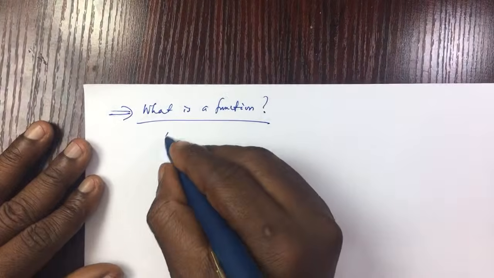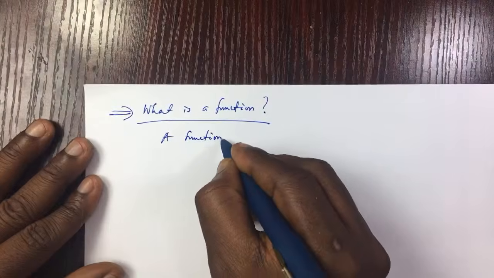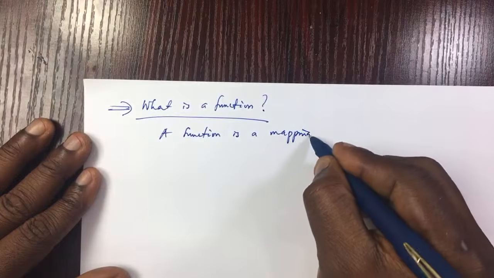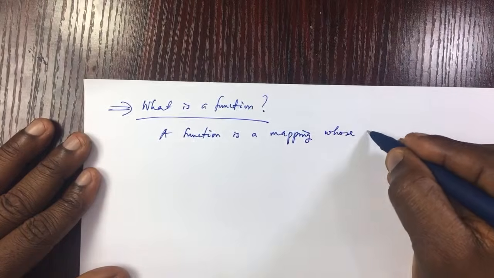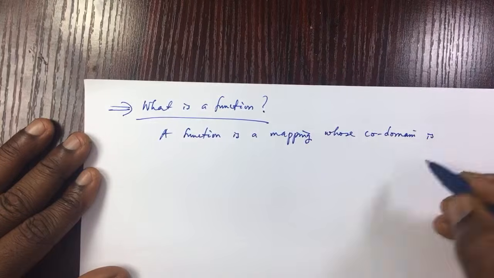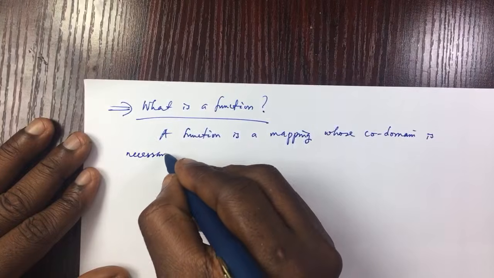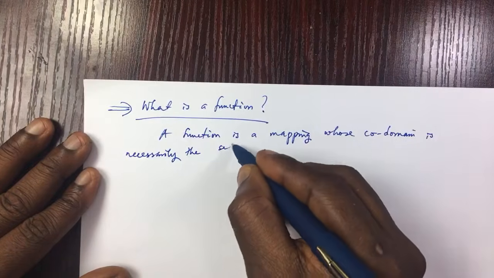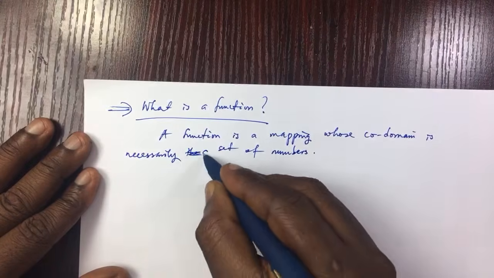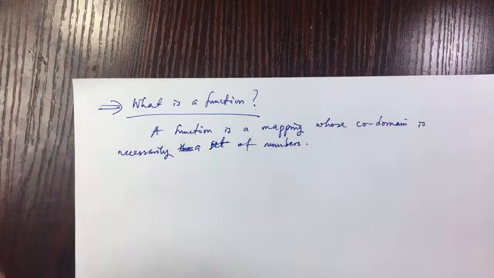Now, one way to define a function is: a function is a mapping, clearly, whose codomain is necessarily the set of numbers or a set of numbers. Okay? So, what we call a function is simply a mapping whose codomain is necessarily a set of numbers.